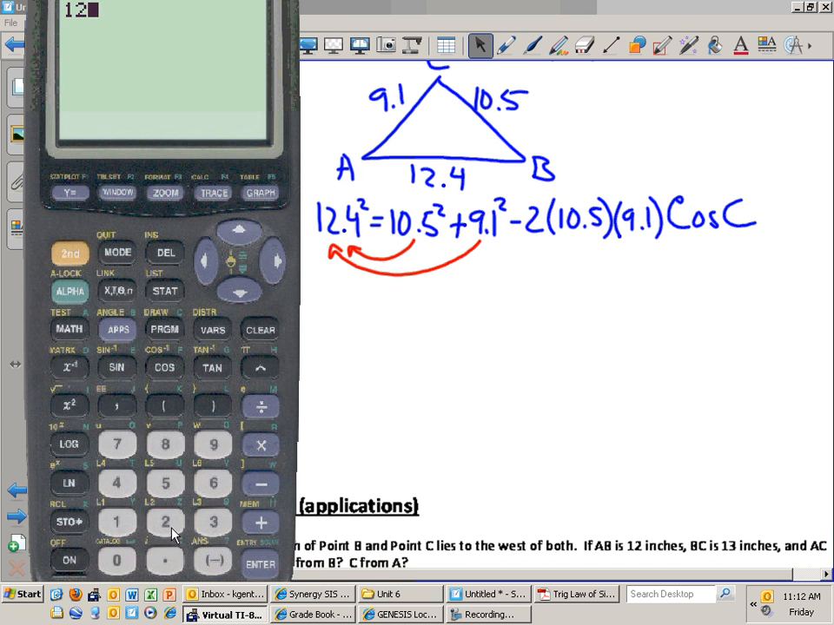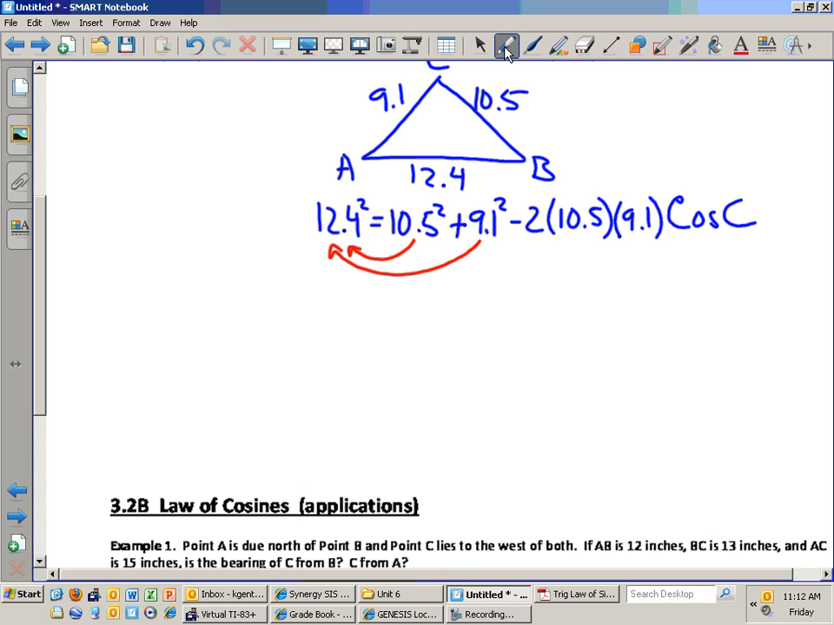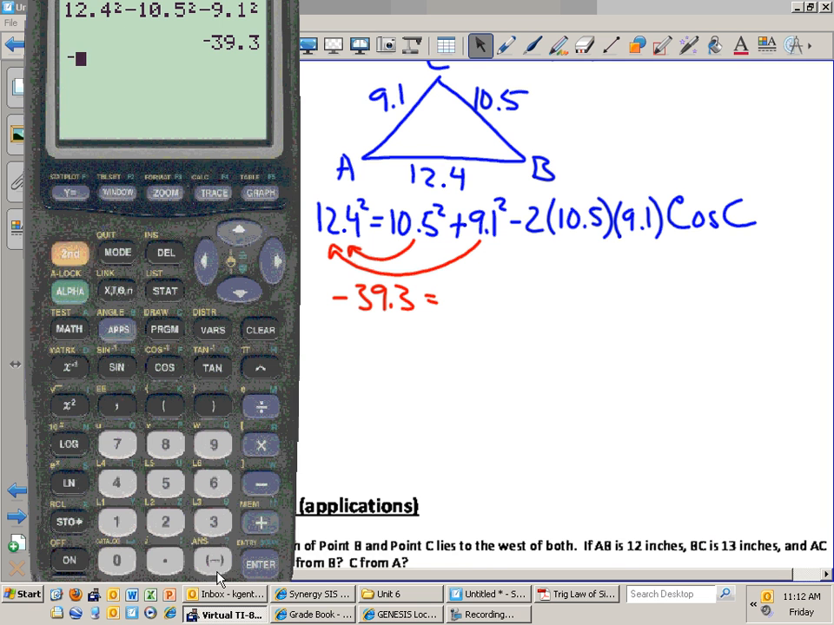So I go 12.4 squared minus 10.5 squared minus 9.1 squared. Negative 39.3 equals, and then over here I need to do negative 2 times 10.5 times 9.1. Negative 191.1.